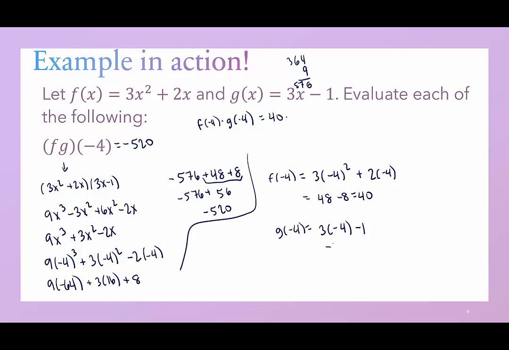3 times -4 is -12. -12 minus 1 is -13. I'm going to multiply by -13. Well, that's going to give me -520. So either way works again.